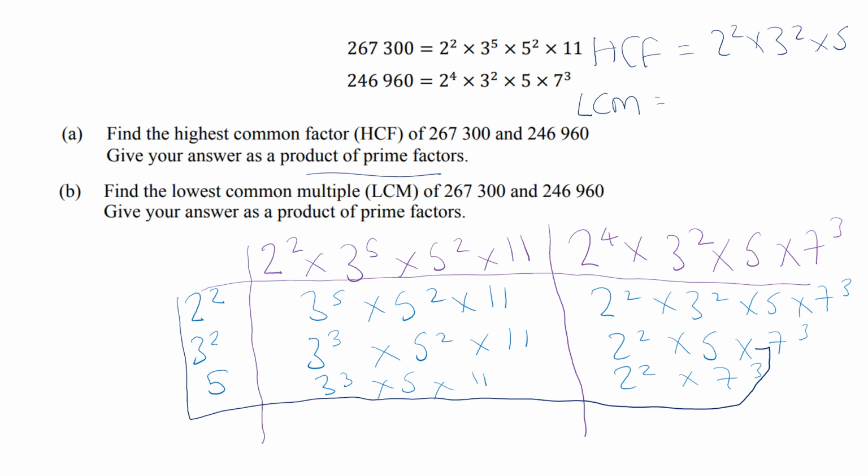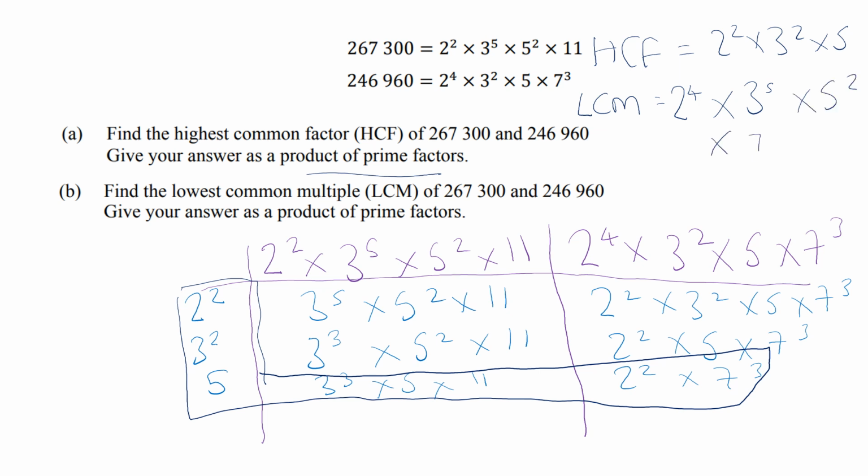You know, we've already seen it doesn't have to be an L, but it's essentially just the highest common factor multiplied by whatever's left over. And I did talk to them about how we can gather up these like terms. So I've got 2 squared times 2 squared is 2 to the power 4. 3 squared times 3 cubed is 3 to the power 5. I've got a 5 times a 5 there, so that's 5 squared. I've got a 7 cubed and I've got an 11, and then they might notice some stuff.